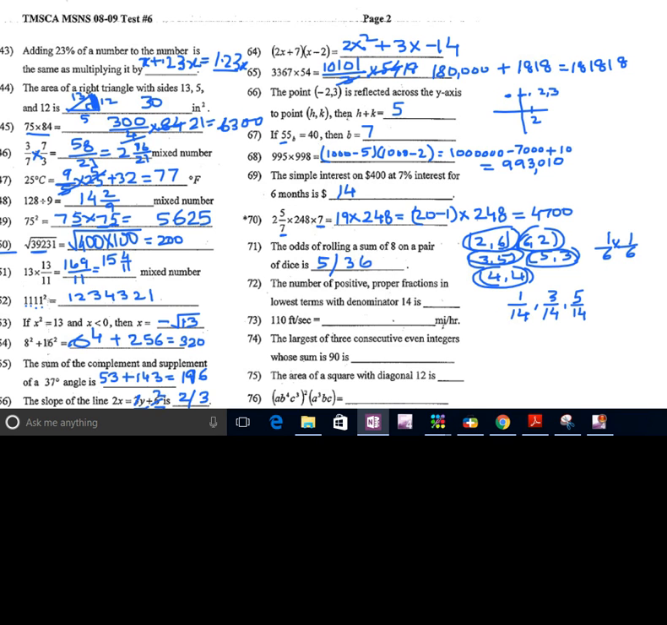8 over 14 is excluded, and then the next one is 9 over 14, and then we have 11 over 14 and 13 over 14. So let's see how many positive proper fractions we have in lowest terms with denominator 14. So looks like we have 6. So that would be the answer.